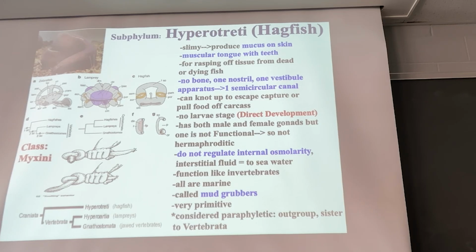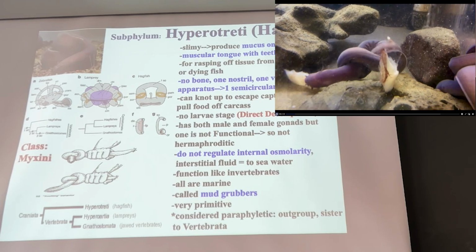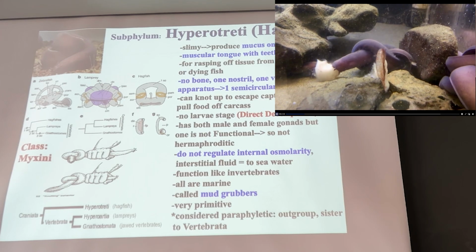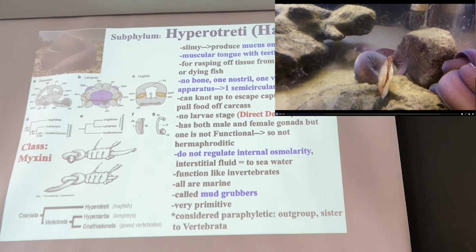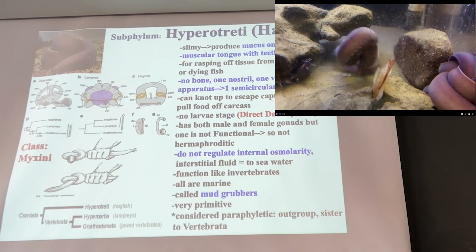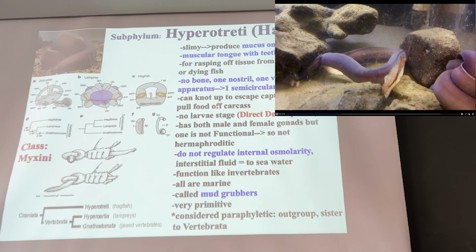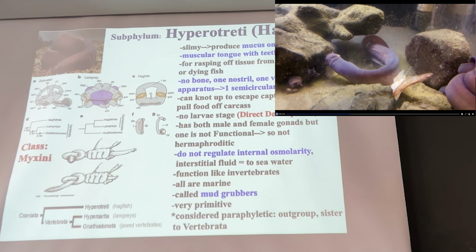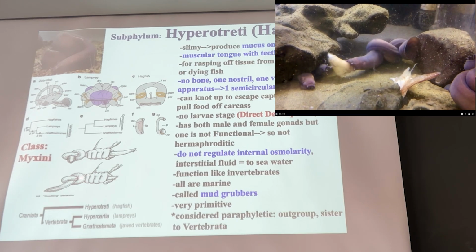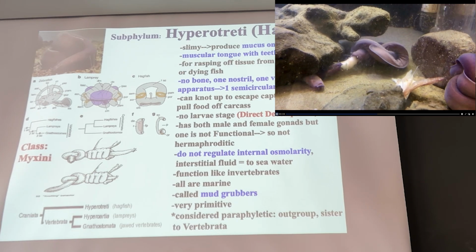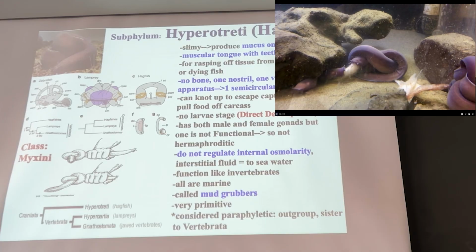And they also suction onto things and knot their body and pull on the knot to take chunks out of dead fish. That's kind of how they eat. And so that's kind of the way that they escape, capture food, and move away from predators. So they will do this if you grab onto them. They knot up and then pull on the knot. And they're very slick and slippery.